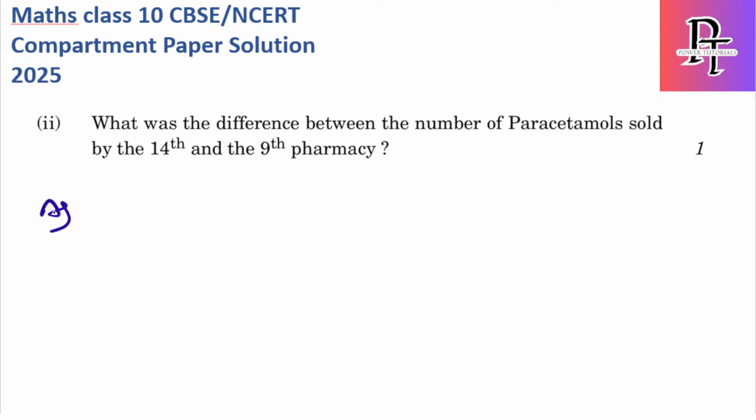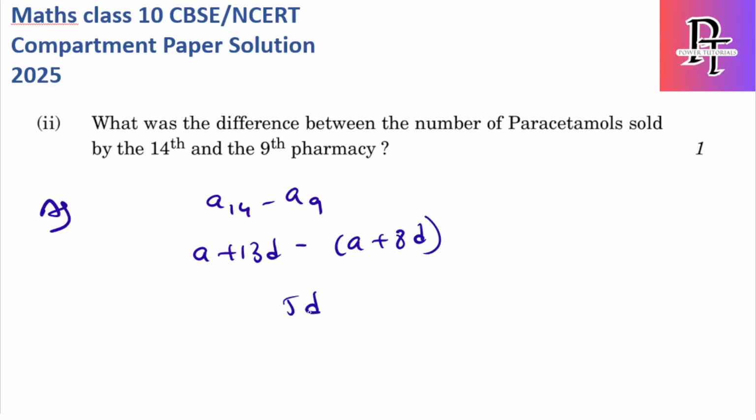What's the difference between the paracetamol sold between the 19th and the 4th? So A14 minus A9. So a plus 13d minus of a plus 8d. So a gets cancelled. 13 minus 8 is 5d. So this is a very easy question. 5 into 13, 13 5s is 65, the final answer.